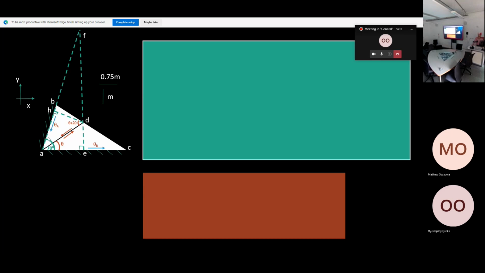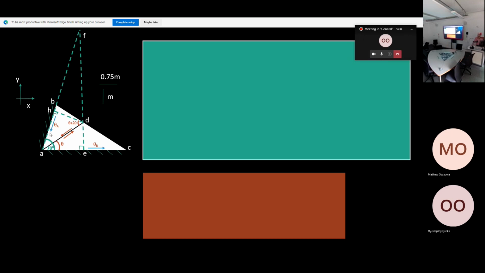If this is theta, if this is 70, if this is theta, what is the angle here? Come on, work it out. Piece of paper. What's the angle there? What's this angle here? 90. What is this angle? 90. 90. Okay.